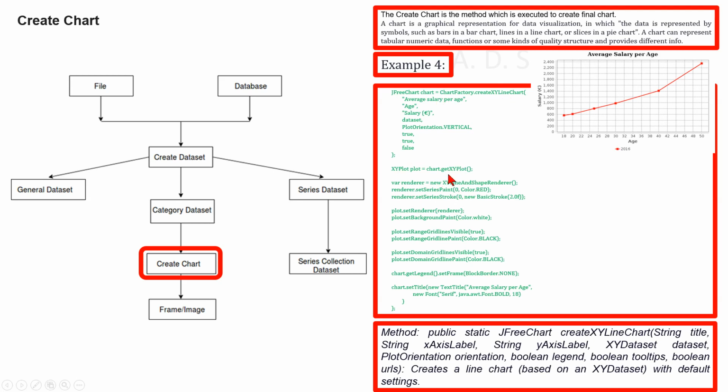Here the getXYPlot returns the plot cast as XYPlot. Note if the plot is not an instance of XYPlot, then a ClassCastException is thrown. Here the XYLineAndShapeRenderer, a renderer that connects data points with lines or draws shapes at each data point. This renderer is designed for use with the XYPlot class.